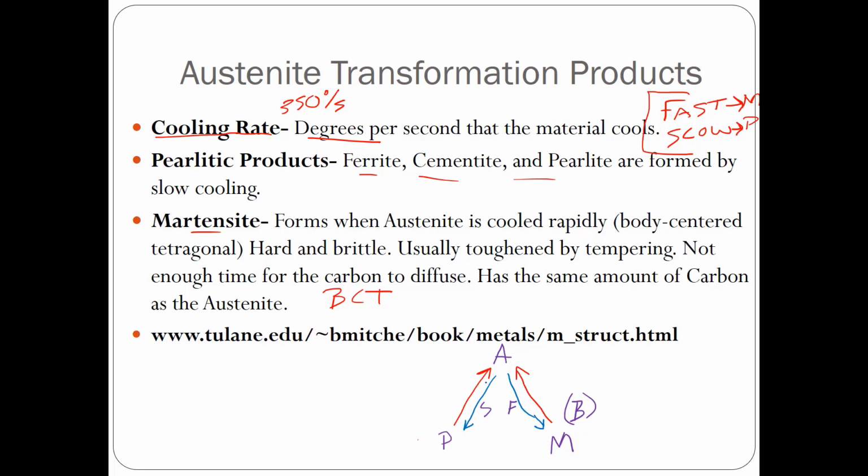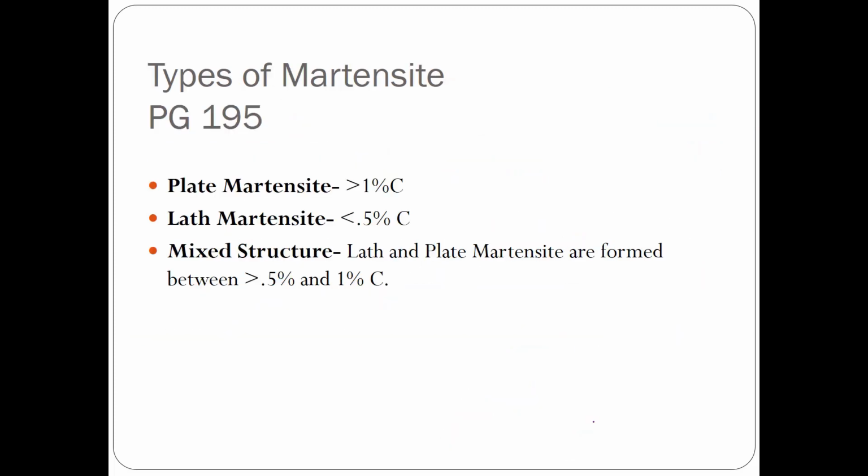So austenite transformation products are going to be either pearlitic or martensitic, or intermediate cooling would be bainitic. Now we didn't talk a lot about bainitic products, and if I am asking a question about bainite on the final exam, it will be explicit that I will be talking about bainite. I will say bainite in the question. So really we're more concerned about pearlitic products and martensitic products. Bainite is used, but it's a small percentage.